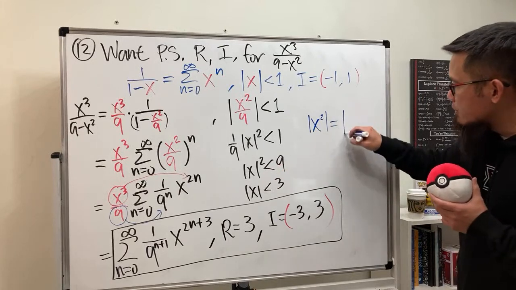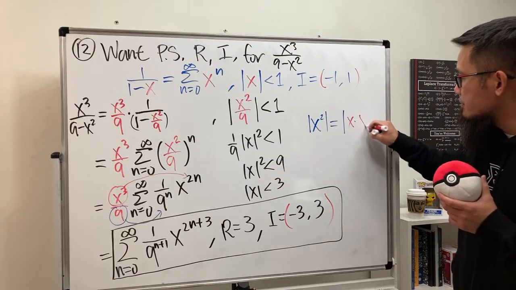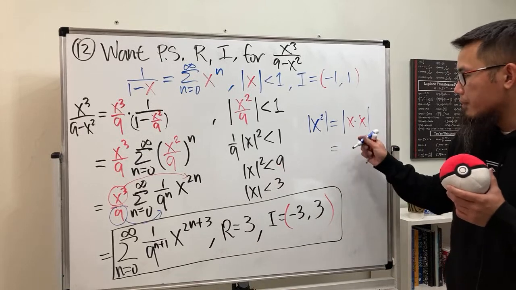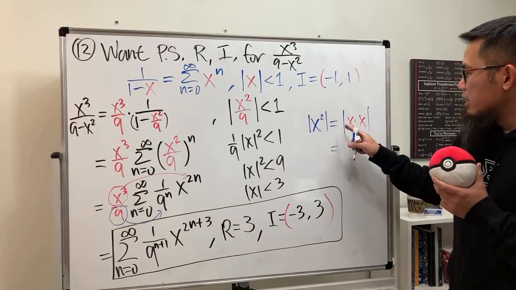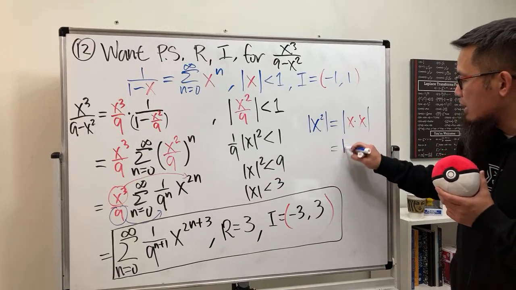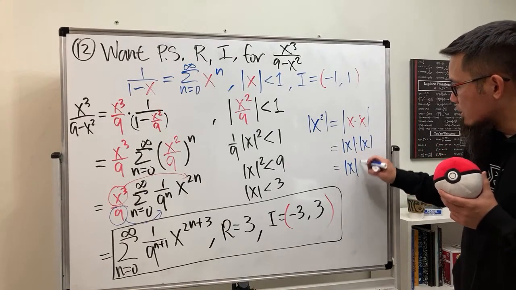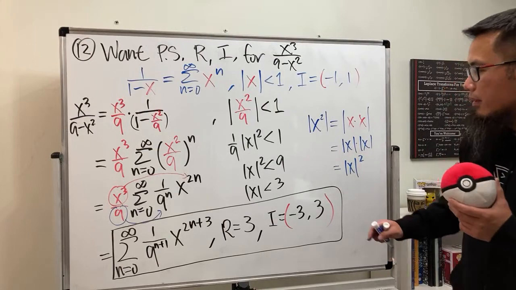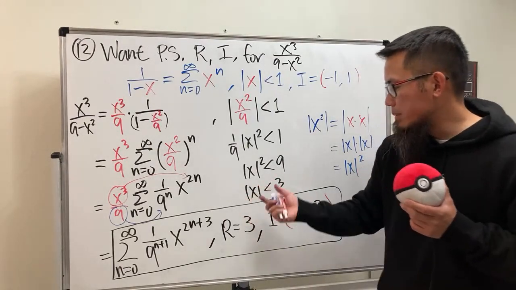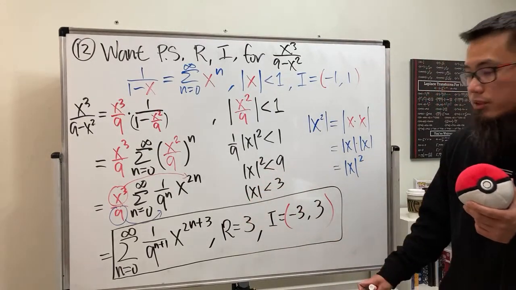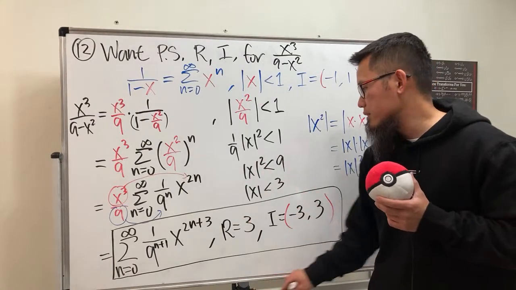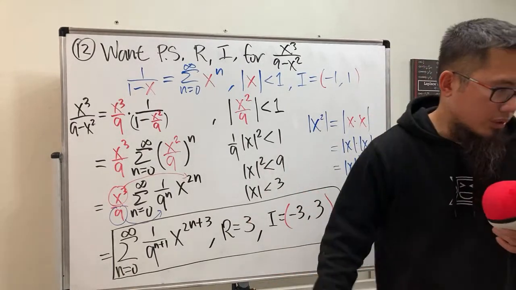Because this means absolute value of x times x inside, right? And now, the property of the absolute value is that the absolute value of a product is the product of the absolute values. Thus, we can write this down as absolute value of x to the second power. Yeah. And thanks to absolute value always being positive, you can just take the square roots on both sides. And you don't do the plus or minus. That's much quicker for that.